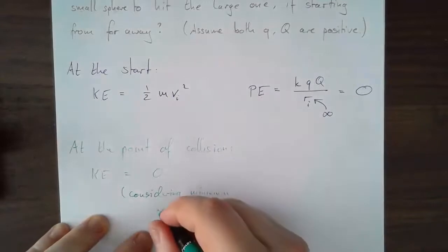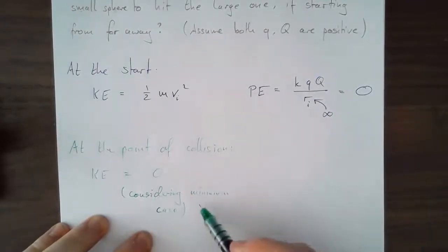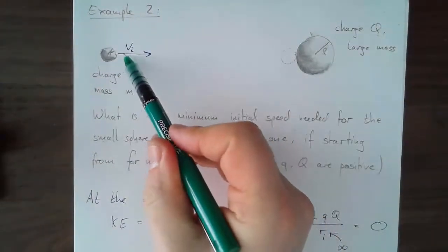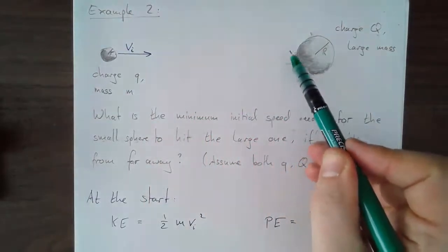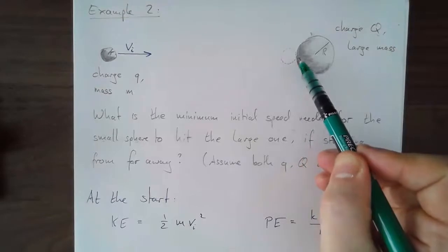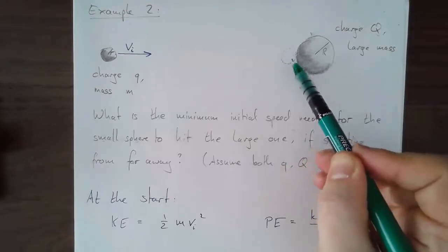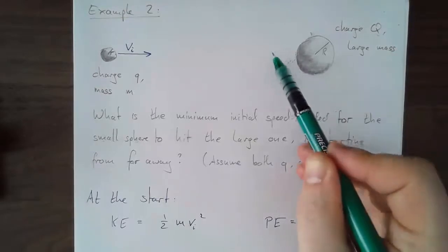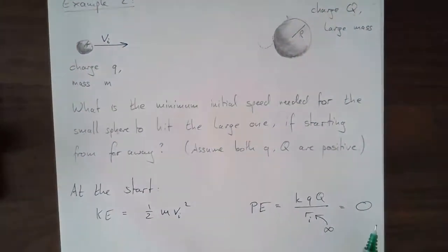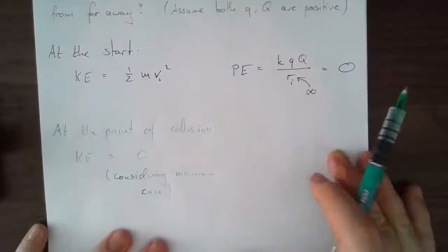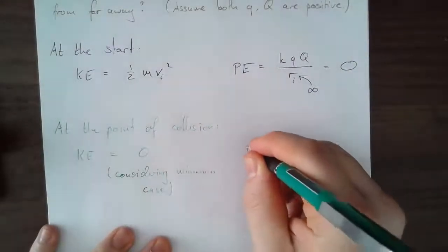So we consider the minimum case. With the minimum amount of energy, it's okay for it to slow down and have just barely enough velocity left to touch it very gently. Not slamming into it. If it slams into it, sure, it hit it, but it had more energy than it needed. Now, what's the potential energy?